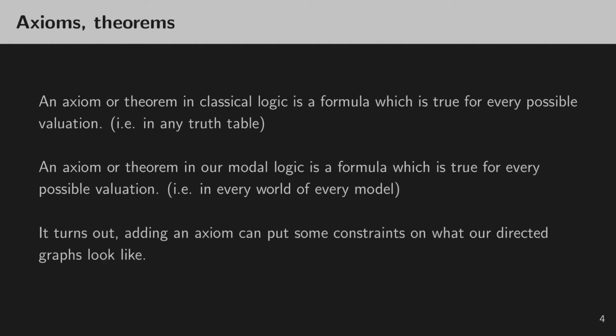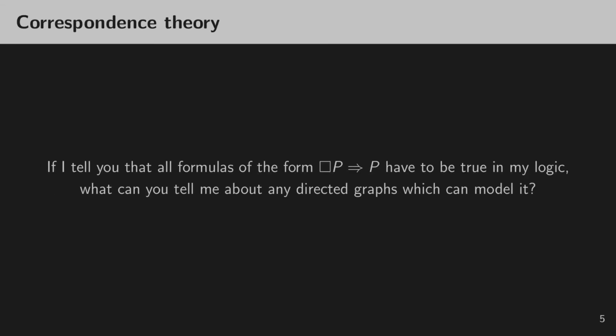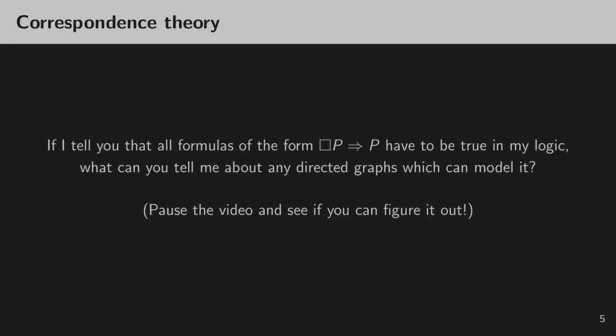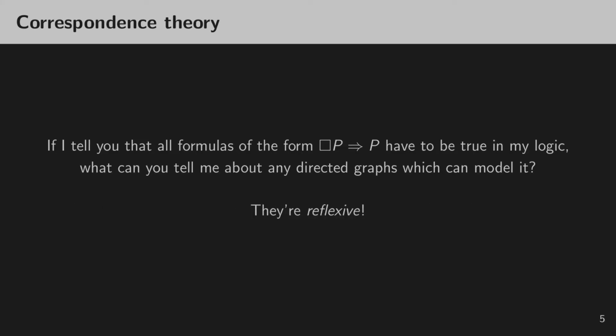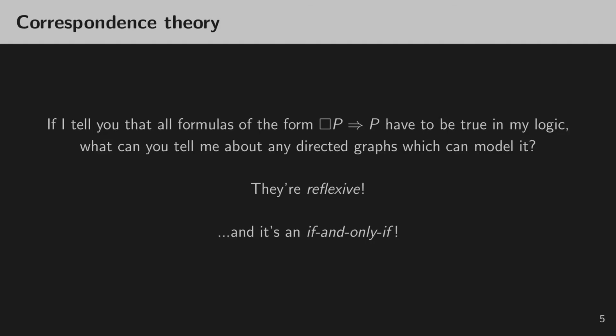It turns out adding an axiom like this can put some constraints on what our directed graphs have to look like. For example, if I tell you that all formulas of the shape box P implies P have to be true in my logic, what can you tell me about any directed graphs which are able to model my logic? So the answer is, they're reflexive. How cool's that? And it's an if and only if.